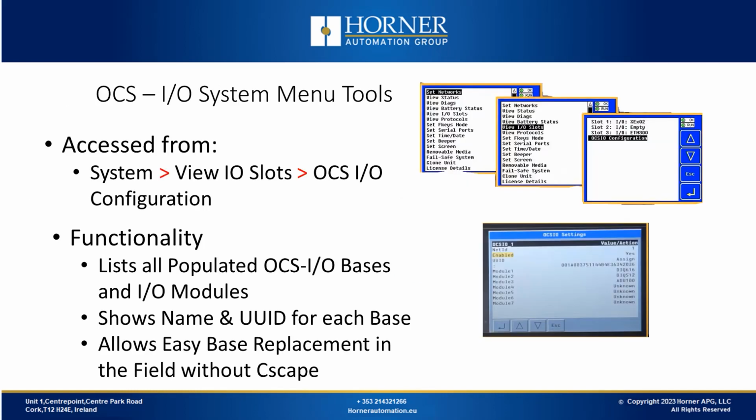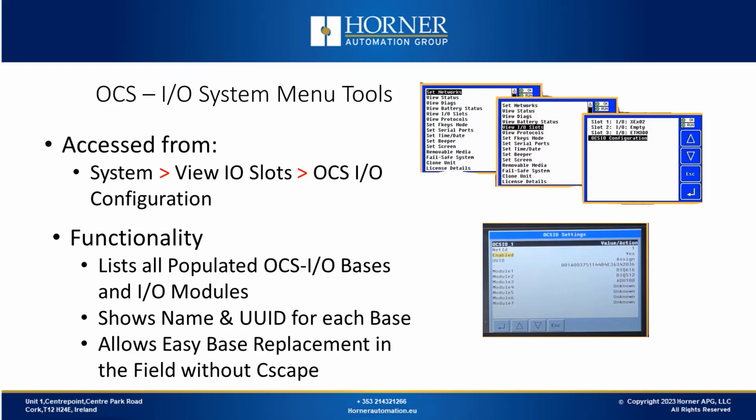Now we'll look at some of the system and the new tools that are available in the OCS if you're using OCS-IO. So we'll look at what the system menu tools look like for the OCS that have support for OCS-IO. So for those units, you're going to go to the system menu, then you're going to select View I/O slots. After you select that, the next menu will have OCS-IO configuration as an option.